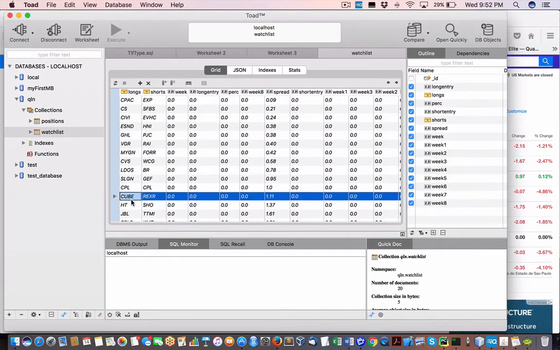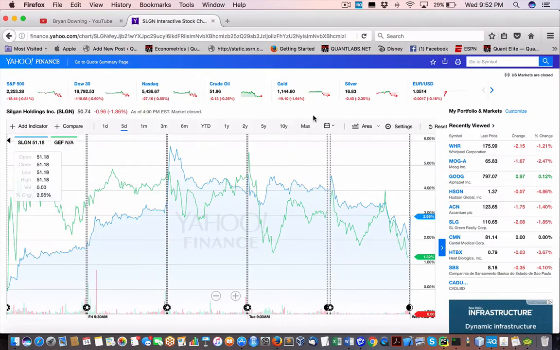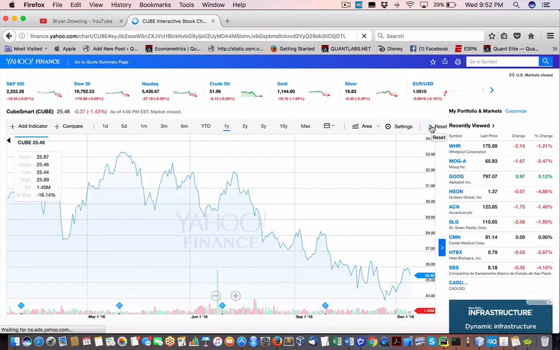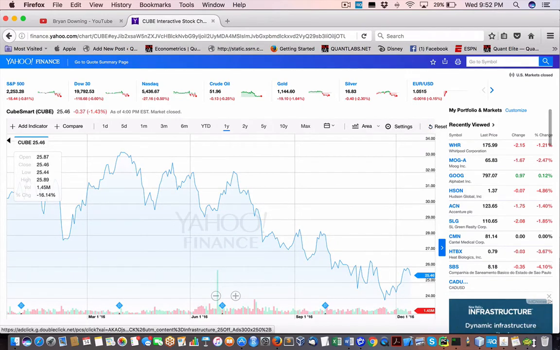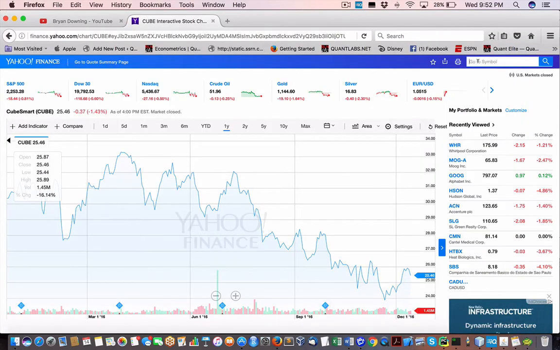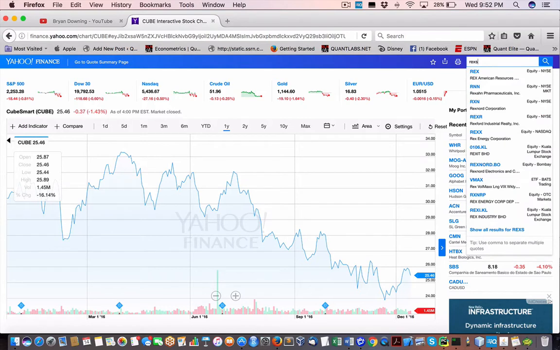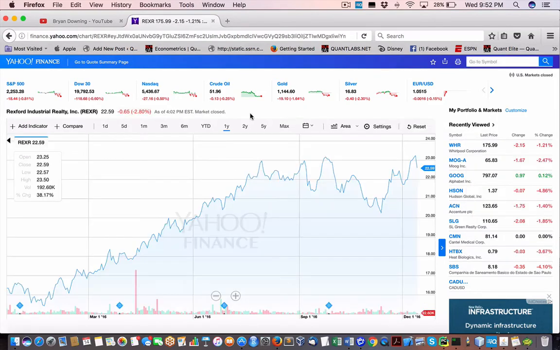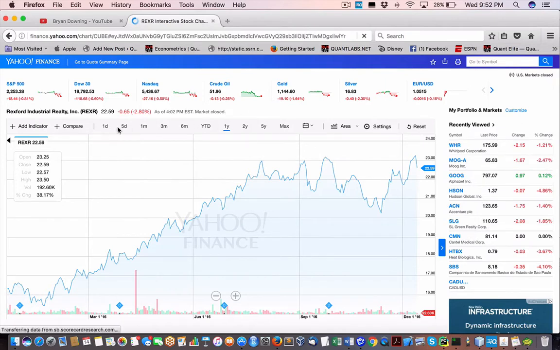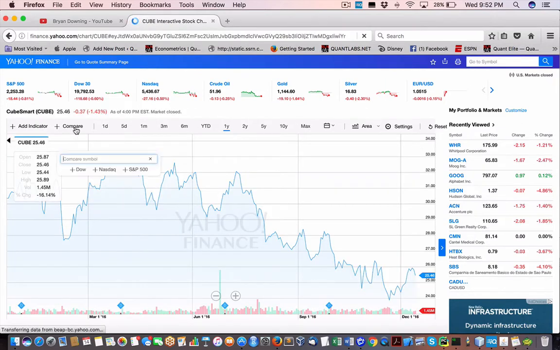CPL, these obviously don't count. Cube is the long. I showed this earlier. CB. Cube. And REXR. Oops. Let me just do this again. Cube is a long. REXR is a short.